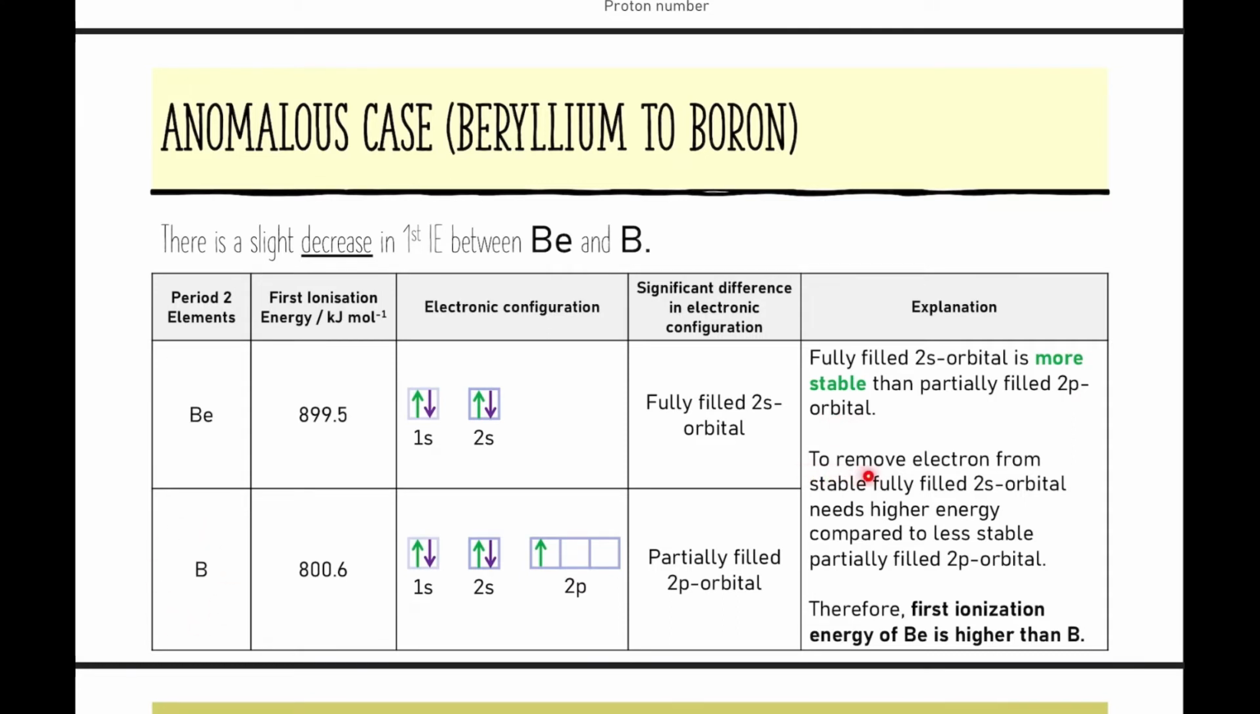Therefore, removing an electron from the stable, fully filled 2s orbital in beryllium needs much higher energy compared to the less stable, partially filled 2p orbital in boron. Therefore, even though beryllium has a bigger size than boron, the first ionization energy of Be is higher than boron.